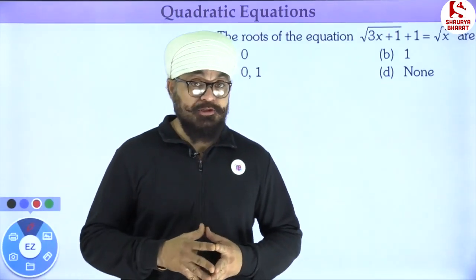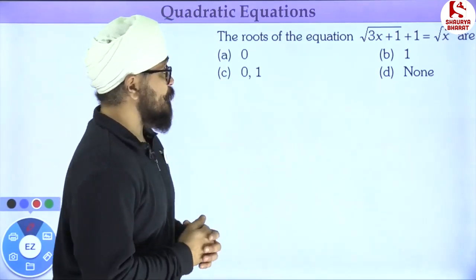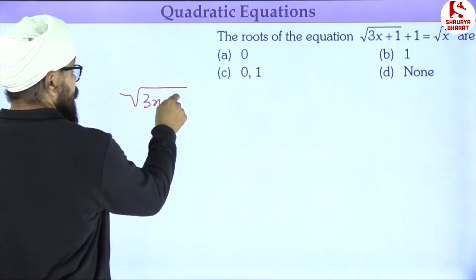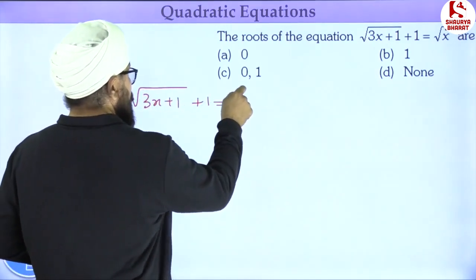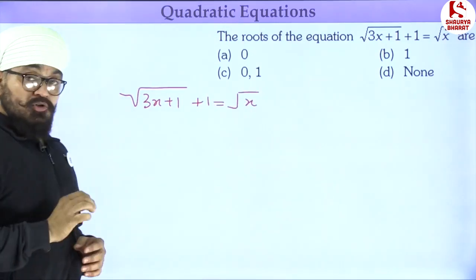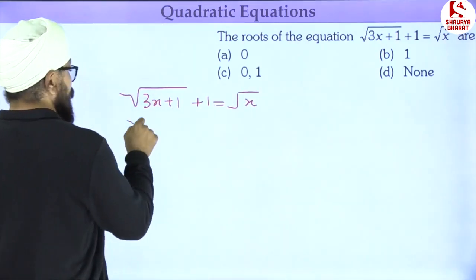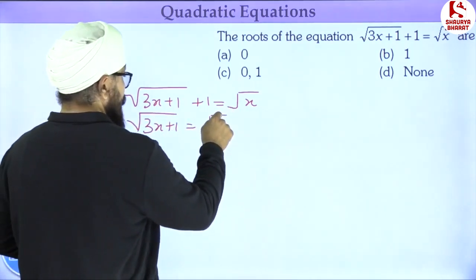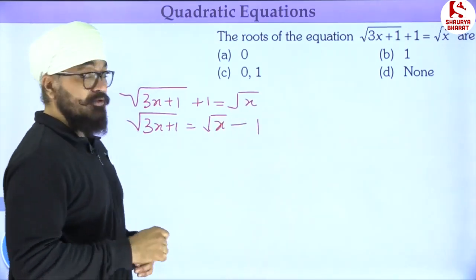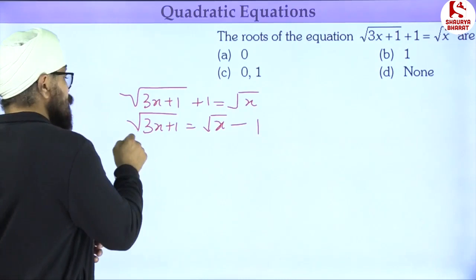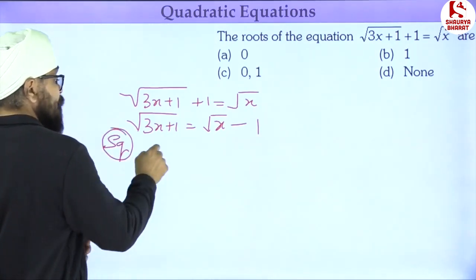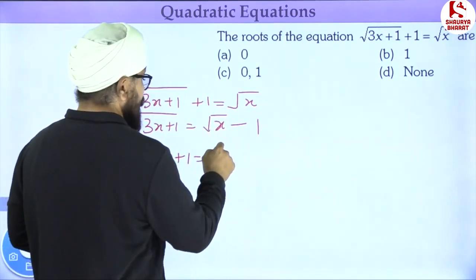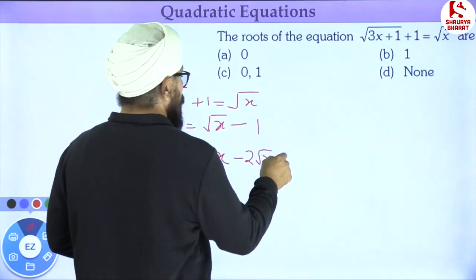Now let us take one more question, that is the roots of the equation. Now the equation given is somewhat complicated. It contains square roots. So root of 3x plus 1, plus 1, is equal to root of x. Now to simplify or to get the roots of this equation, I will take the term containing a square root to the other side. Let us square it. The squaring gives you 3x plus 1, and on this side the whole square is x minus 2 root of x plus 1.